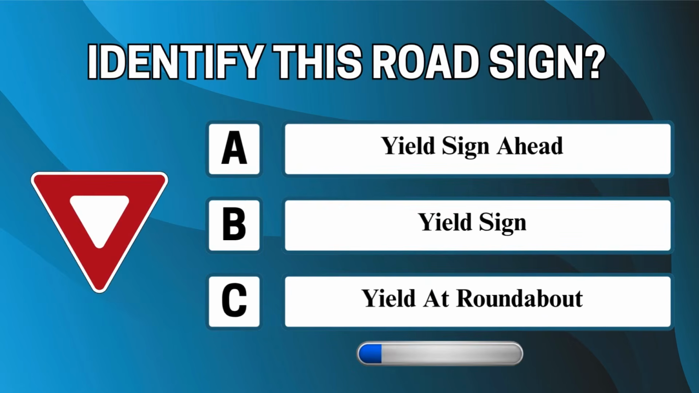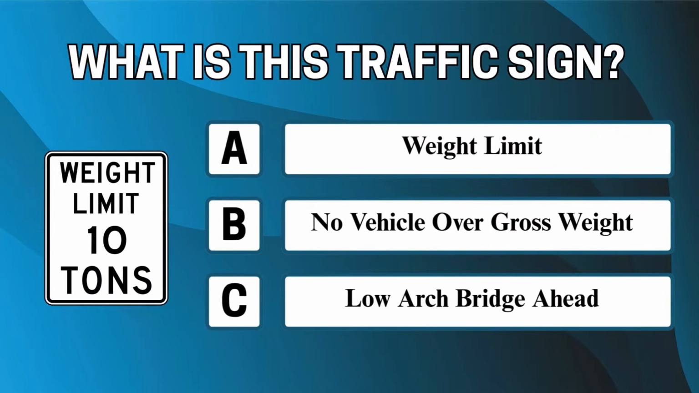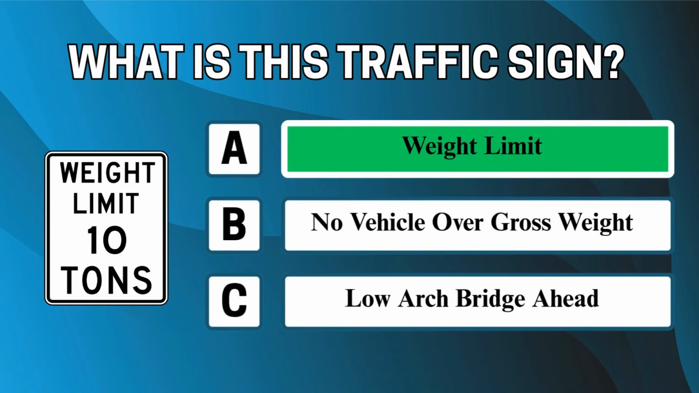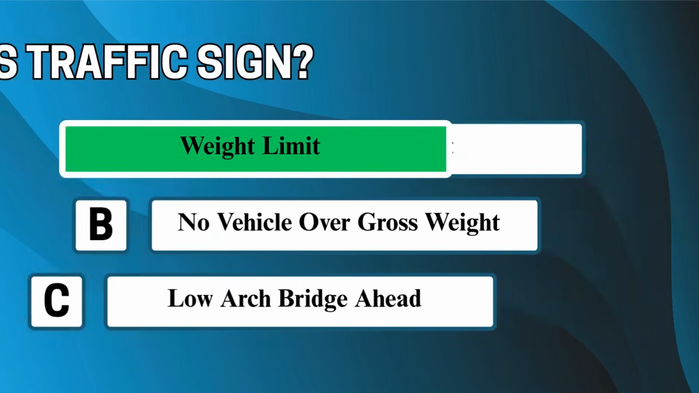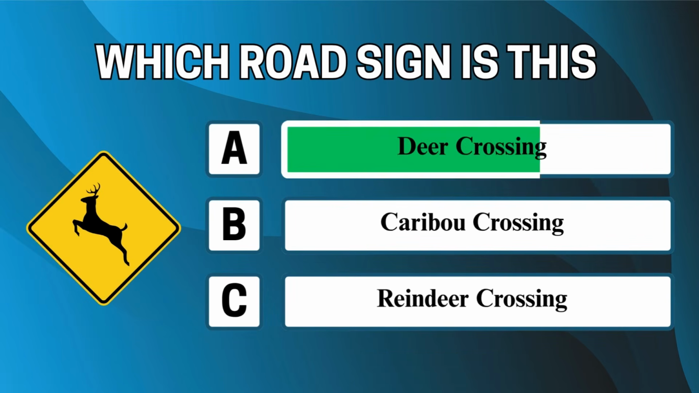Identify this road sign. Yes, it is. It is the yield sign. What is this traffic sign? That is right, it is the weight limit sign. Which road sign is this? Correct, that is the deer crossing sign.